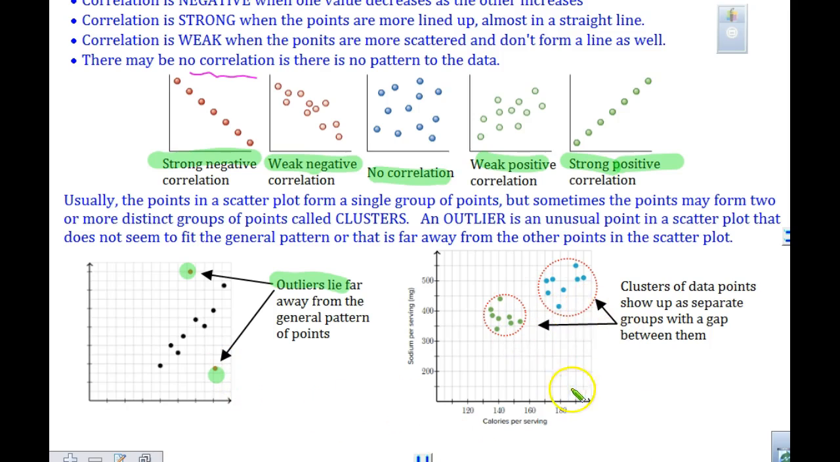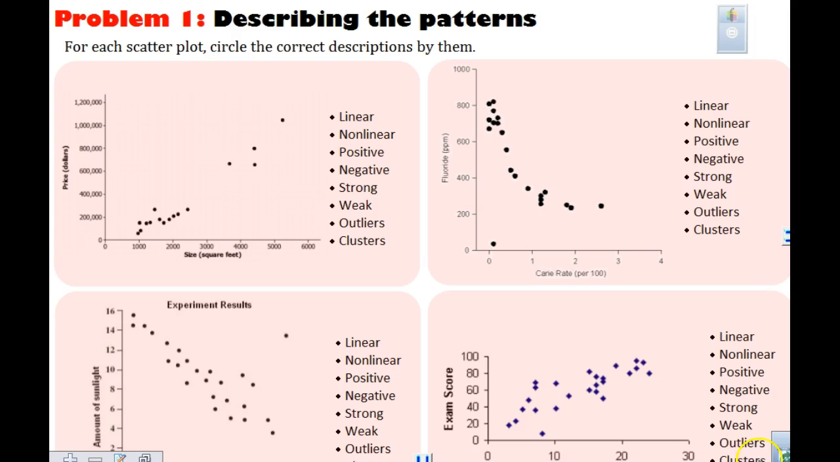This is just having a cluster of information. It's just that they're all grouped together. So this looks like it's positive, but there's not that much of a correlation. It does look like as your calories per serving increase, the sodium is also increasing. That's what this graph is talking about. So again, looking at all that vocabulary.